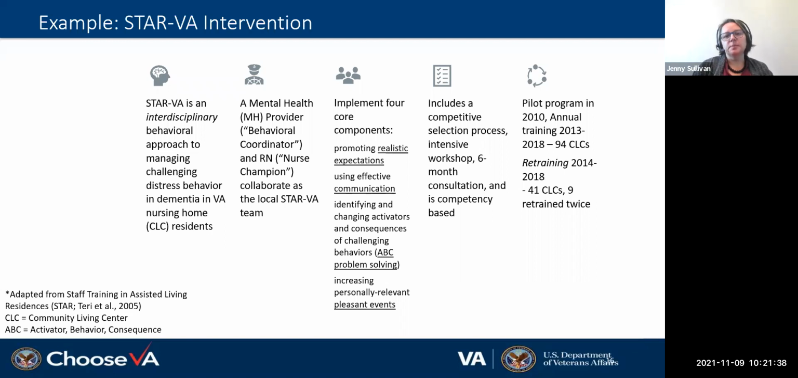And this program includes several pieces. There's a partnership between a nurse and a mental health provider known as a nurse champion and a behavioral coordinator for their 4 core components: promoting realistic expectations of dementia, using effective communication, identifying and changing activators and consequences of challenging behaviors, and then increasing personally relevant, pleasant events. And there's an intensive 3-day training and 6 months of skills-based consultation, which involves competency evaluations of those local STAR-VA teams. And then CLC teams complete 4 to 6 cases during that consultation period. So CLCs were selected based on a competitive selection process. And there have been about 95 out of 135 CLCs that have participated in training and implementation of STAR-VA, with a number receiving retraining over the years from 2014 to 2018, which has led to efforts focusing on sustainment at this point.